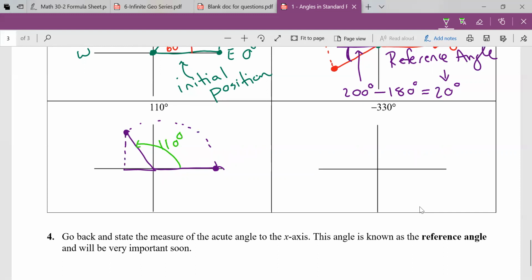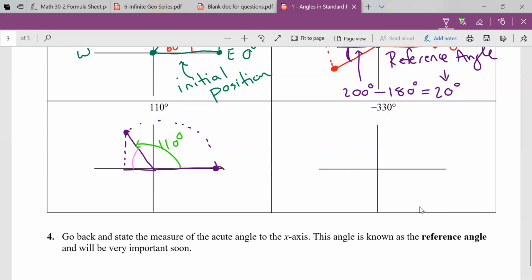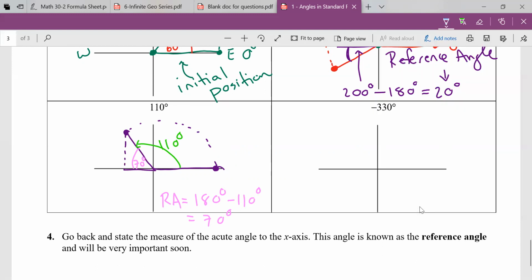Our reference angle, let's do it in pretty pink, is this angle right here. So to find that reference angle, I'm going to say RA for reference angle is 180 minus 110. So that reference angle right here in the corner is 70 degrees. Okay? And I should note as well that where the arm stops, where we terminate, it's the terminal arm.